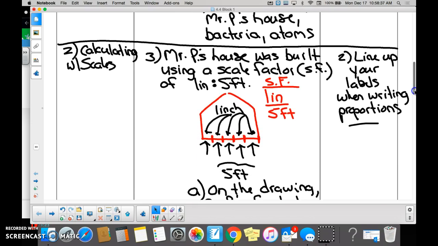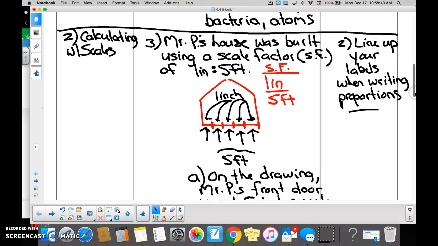So here's an example. My house has a scale factor of 1 inch to 5 feet. I just gave you a drawing of my house. You guys like my house? And so I wanted to know how big across my house, and the architect said, well, duh, just measure 1 inch as many times as you need to. So I measured 5 inches across.